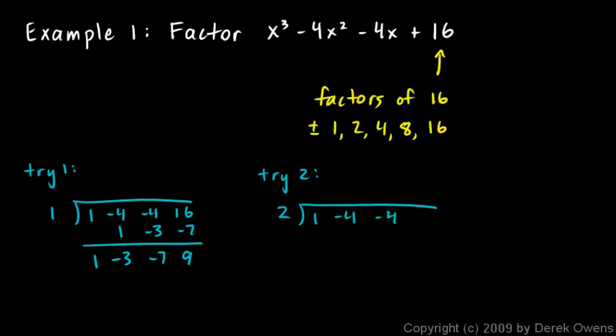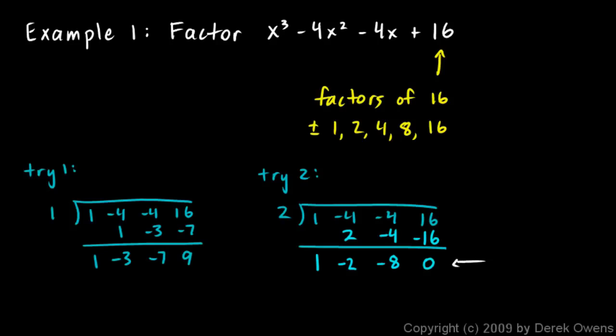Okay, so we set up the synthetic division here. And we start with the 1 over there at the beginning here, bring the 1 down. 1 times 2 is 2. We add negative 4 and 2, and we get negative 2. Then we multiply. Negative 2 times 2 is negative 4. And we add here, and we get negative 8. Negative 8 times 2 is negative 16. And we add, and we get 0.